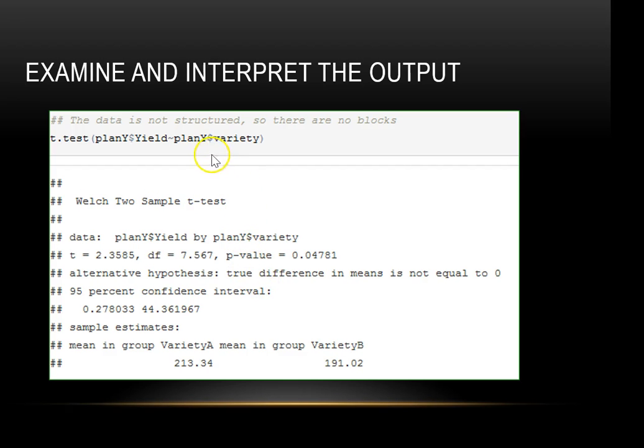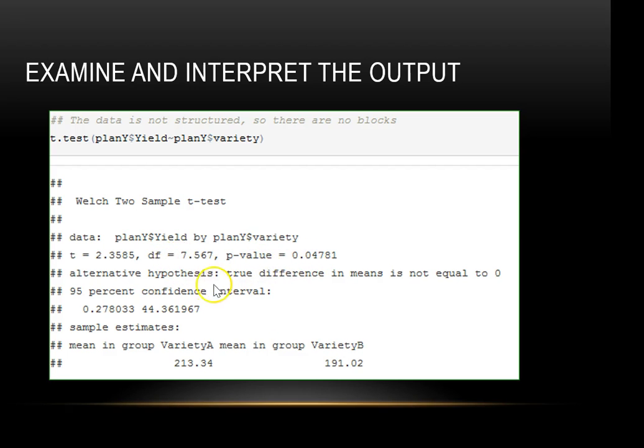So here's the answer, or examining the output. As I said, this line here is the way you do a t-test. Very simple. There's no blocks in this. It's just a 2-sample t-test. And this is the output that you'll get. It says the data is yield by variety. This is the calculated t value, the t statistic from your data. This is the degrees of freedom.